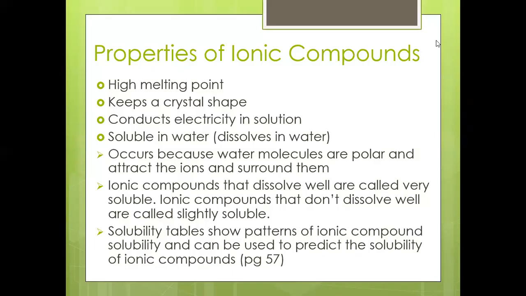And the last type of compound we're going to look at is the ionic compounds. So that is when we have a metal bonded to at least one nonmetal. They tend to have really high melting points. It takes a lot of energy to melt an ionic compound. They also tend to keep a crystal shape. Ionic compound structures are called crystal lattice structures because they tend to hold that crystal shape really well.